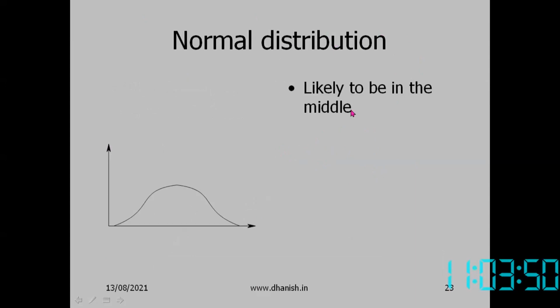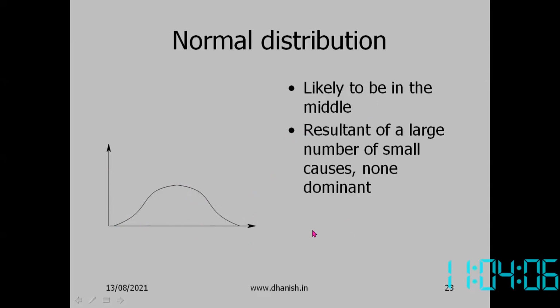So when is the normal distribution used? Whenever the measurement result is likely to be in the middle of all the readings. So it is unimodal, only one peak is there in the histogram. So we can represent the distribution using a normal distribution. So when the measurement result is the resultant of a large number of small causes, none of which is dominant, what is this theorem pointing to? This is a consequence of one theorem in statistics.